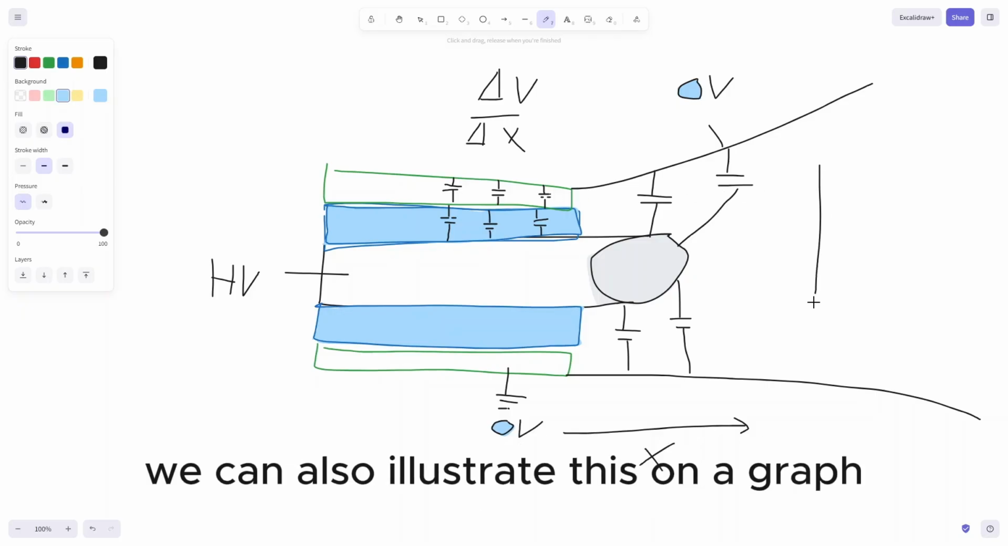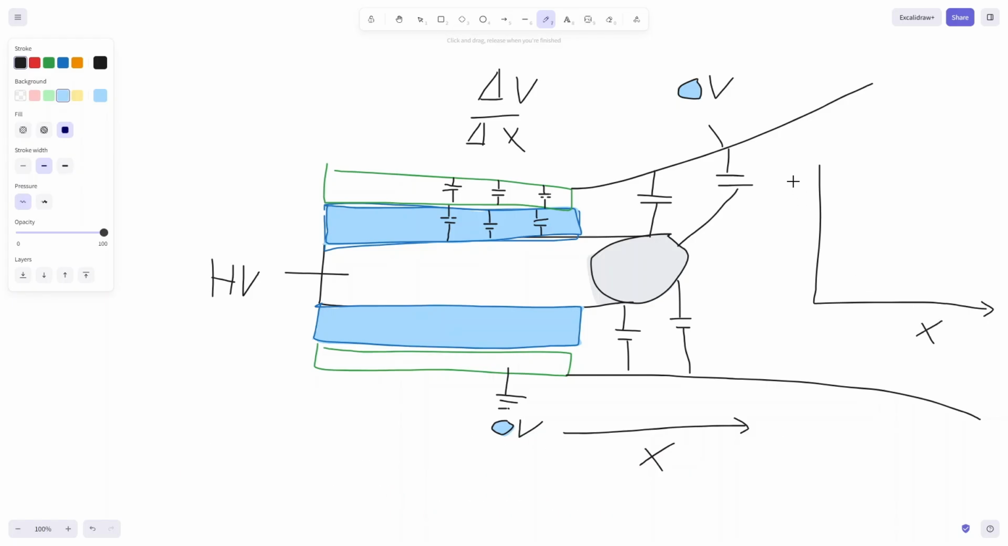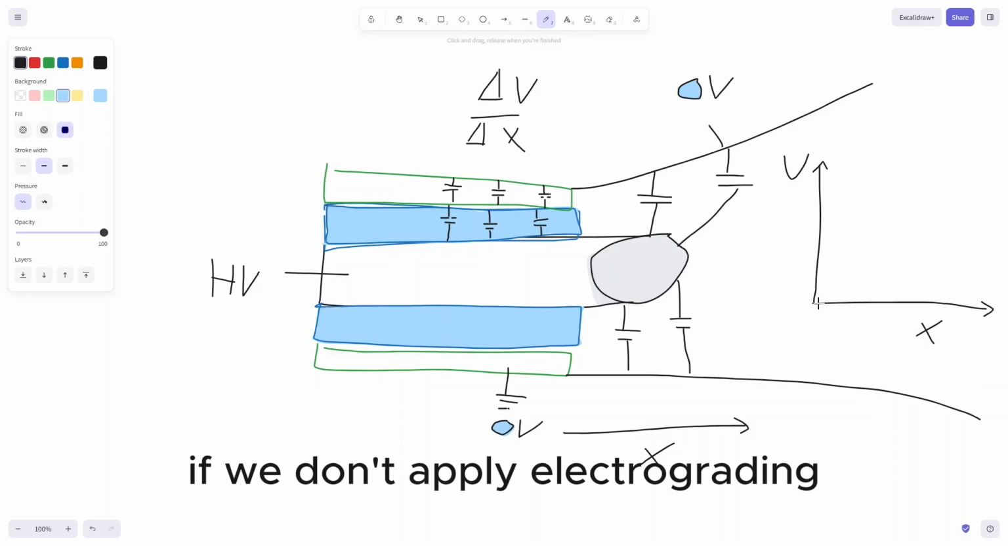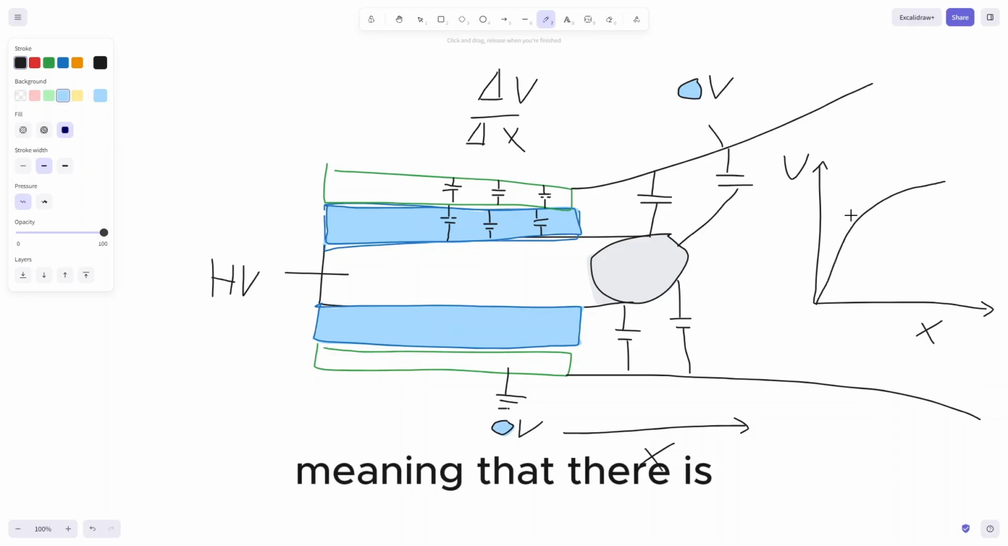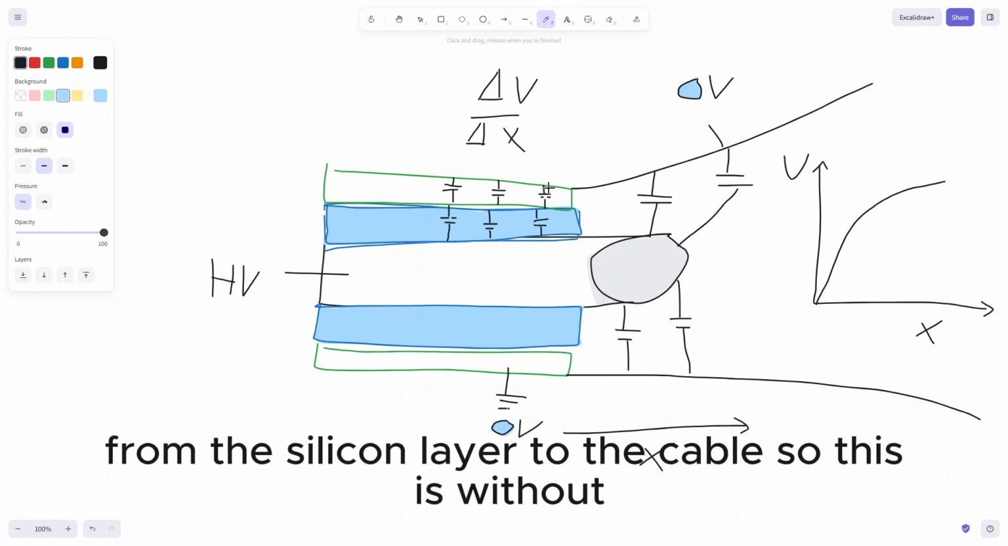We can also illustrate this on a graph where we have the distance to the termination here on the x-axis, and we have the potential up here on the y-axis. If we don't apply electrode grading, the potential looks something like this, meaning that there is a rather abrupt change in the potential from the semicon layer to the cable. So this is without.